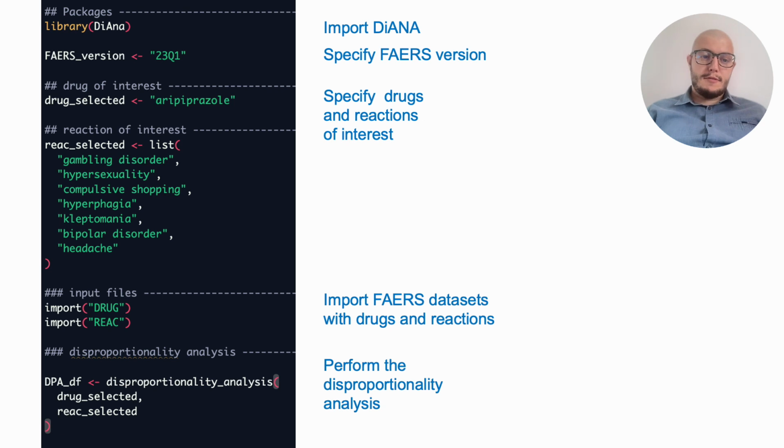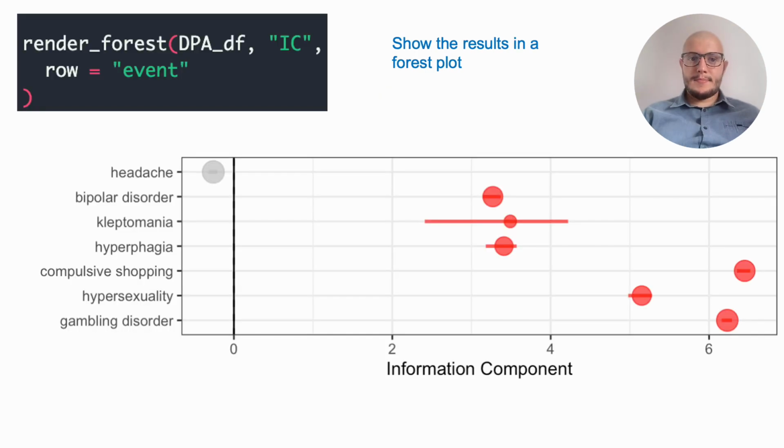Then we import the files' datasets concerning drug information and reaction information, and we perform the disproportionality analysis to check whether aripiprazole is indeed associated with the selected events. Then we use the render forest function to show the information component, and here you see for the different events on the y-axis the information component, that is one of the disproportionality indices. And in particular, all the events apart from headache appear to be associated with aripiprazole.